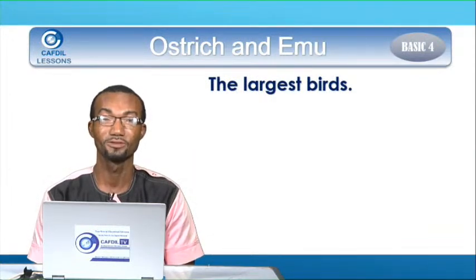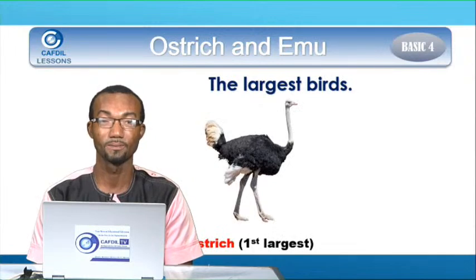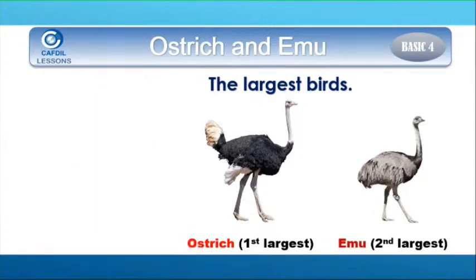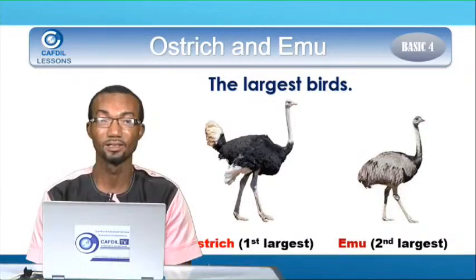We also have the largest birds. The first largest bird is the ostrich, and the second largest bird is the emu. You see that they look almost the same. So the largest bird we have is the ostrich, and the second largest is the emu. These are the largest, and their eggs are also the largest.